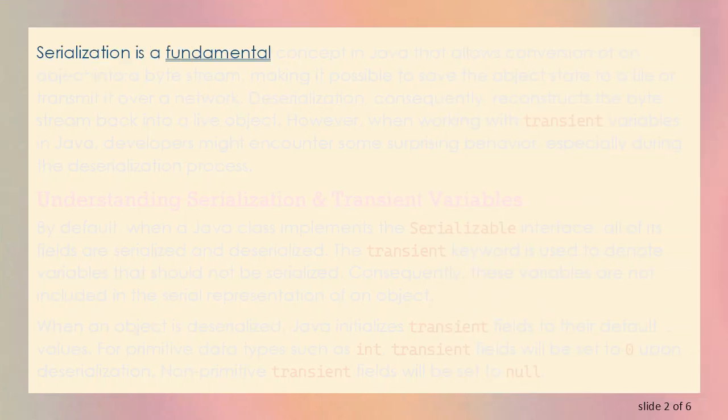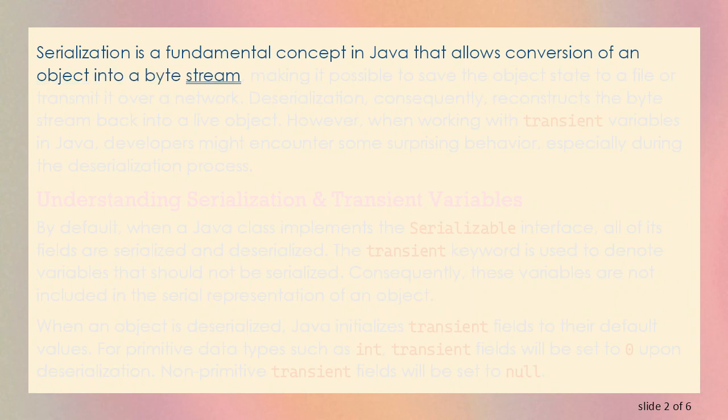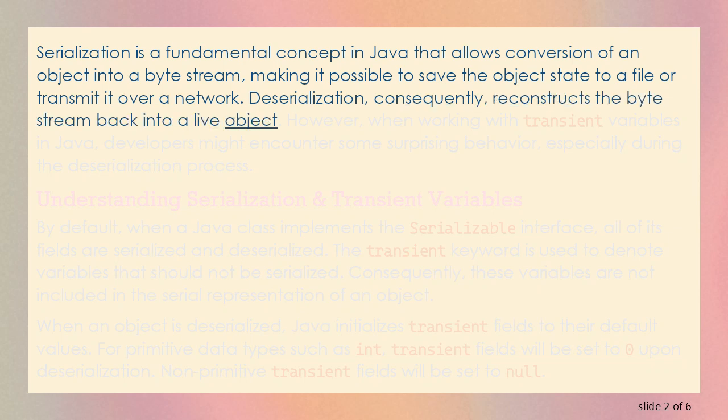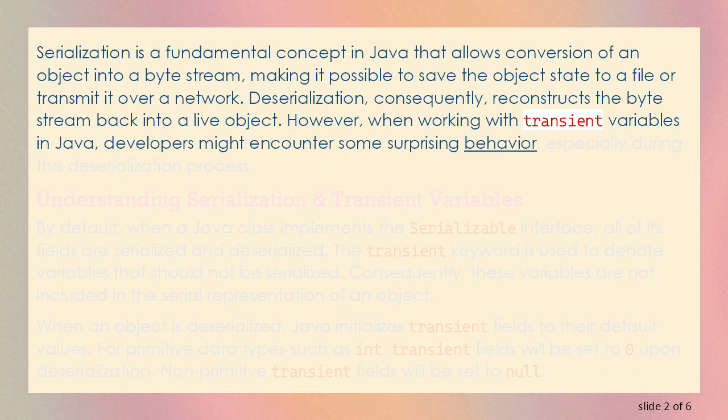Serialization is a fundamental concept in Java that allows conversion of an object into a byte stream, making it possible to save the object state to a file or transmit it over a network. Deserialization, consequently, reconstructs the byte stream back into a live object. However, when working with transient variables in Java, developers might encounter some surprising behavior, especially during the deserialization process.